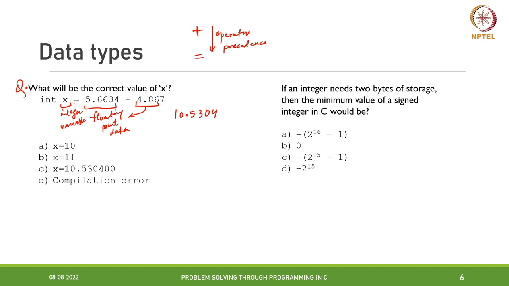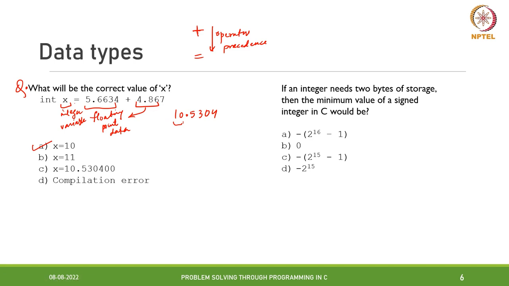It does not come to 10.3. It comes to 10.53. Yeah, right. So that is why you get only 10. So here the answer is x equals 10. That is the value that you will be storing.